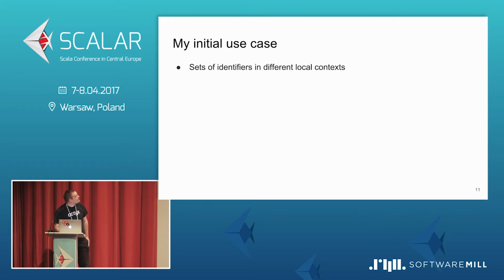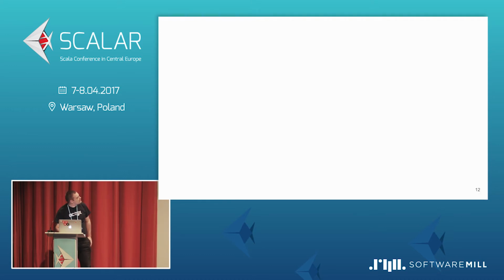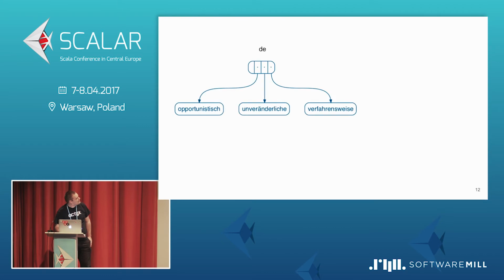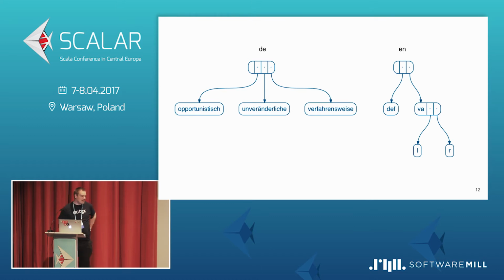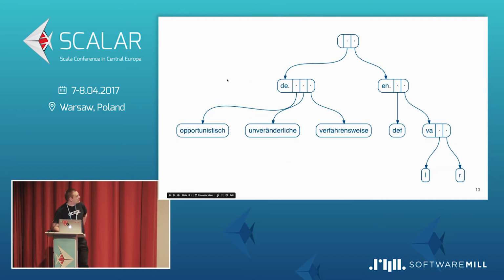My initial use case was the following. I'm again using the nice keywords from Scala. So I had a bunch of identifiers in different local contexts and want to map them into a global namespace with different prefixes. So, for example, I got this set of words, which are German words, and I got this set of words, which are English words, the identifiers val, var, and def. And now, if I have a prefix tree, I can basically merge these two trees into a common tree with this operation. And you get this.